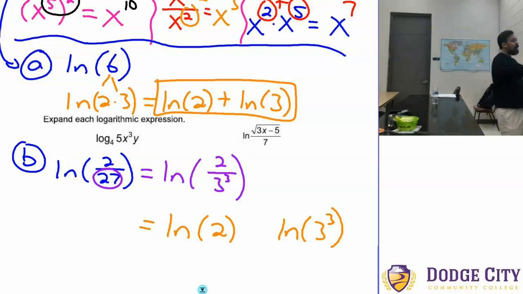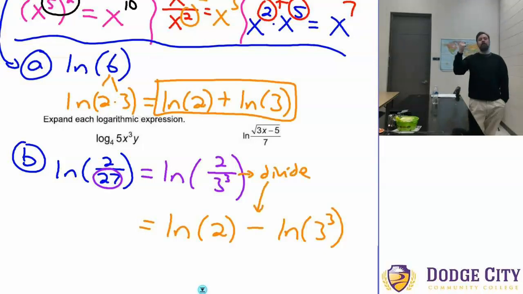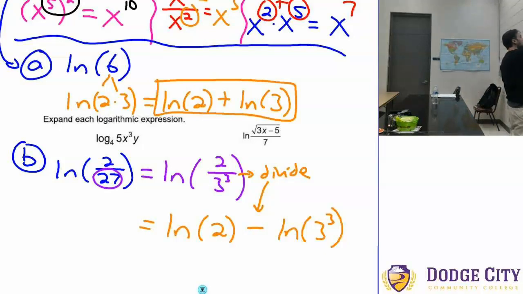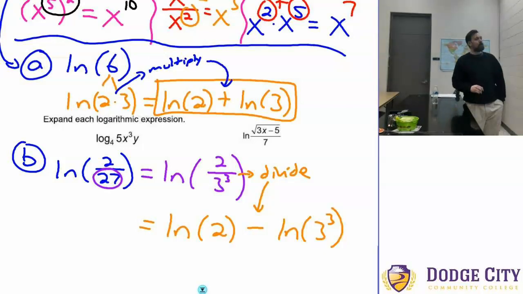But because we're dividing, these logarithms should be subtracted, because that's what you would do with exponents in the case where you're dividing. You would want to subtract the exponents, so therefore I will subtract these logarithms. So I guess maybe I could diagram that up here a little bit better too. We're multiplying here, therefore we will want to add those logarithms together.